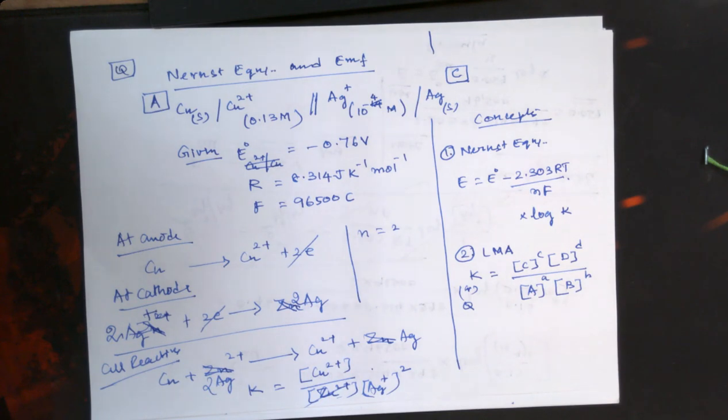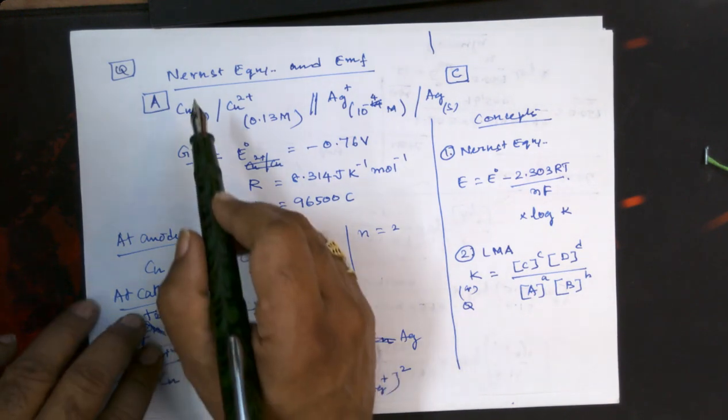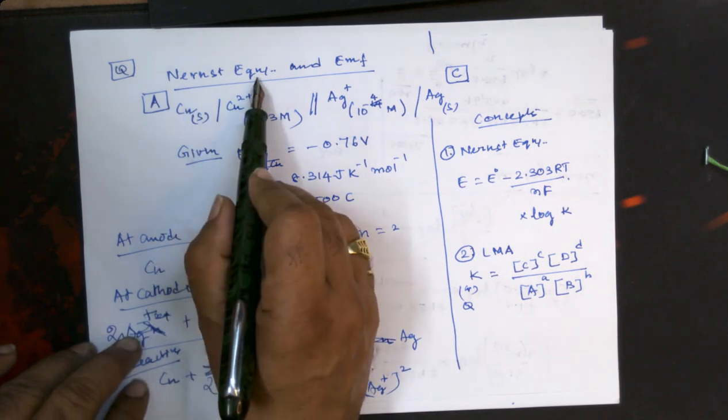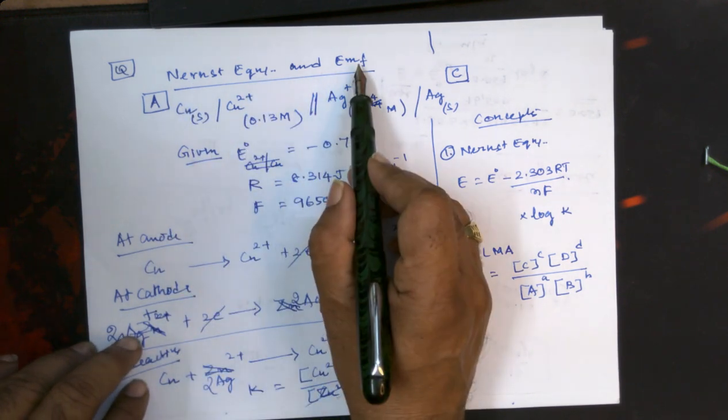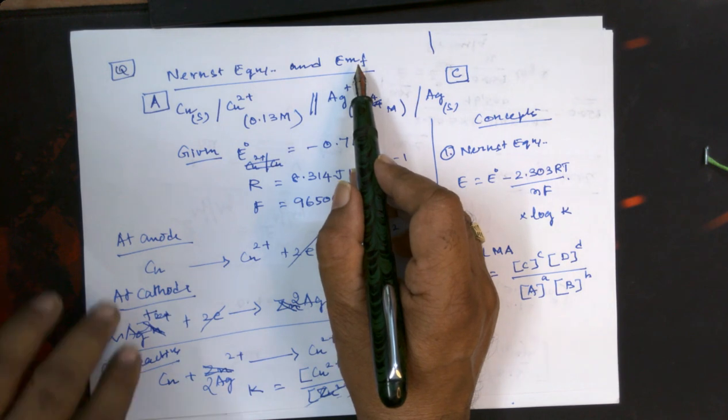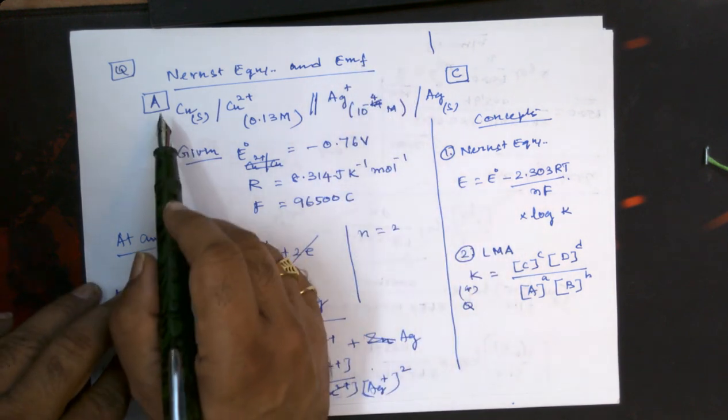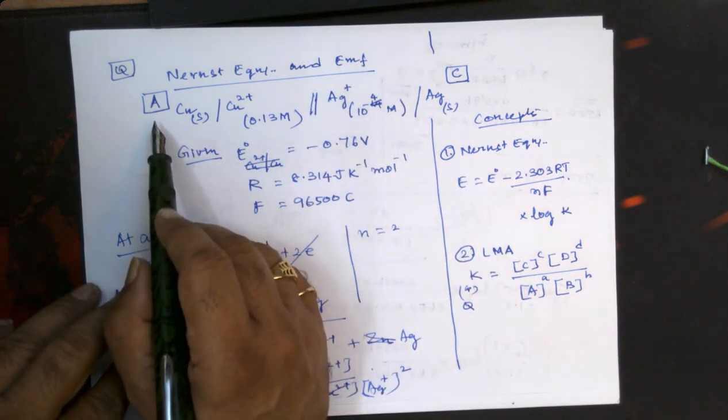Let us consider this problem. Write down the Nernst equation and calculate the EMF of the cell. The cell setup is given here.